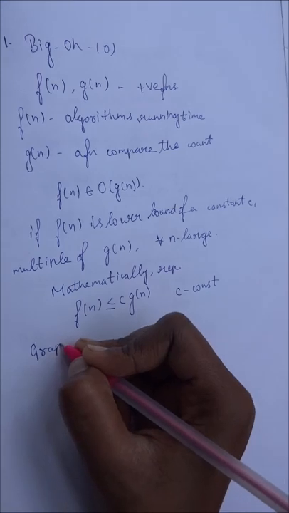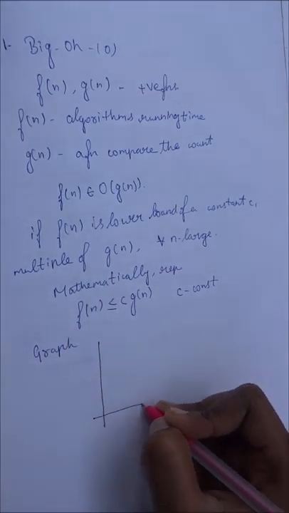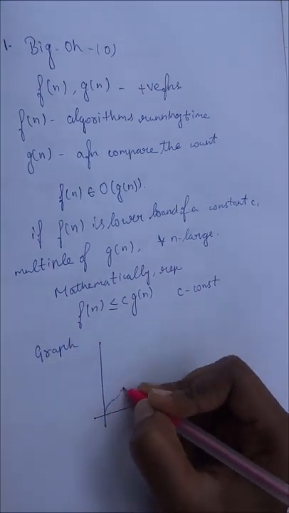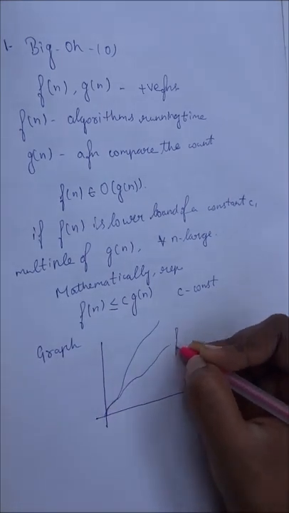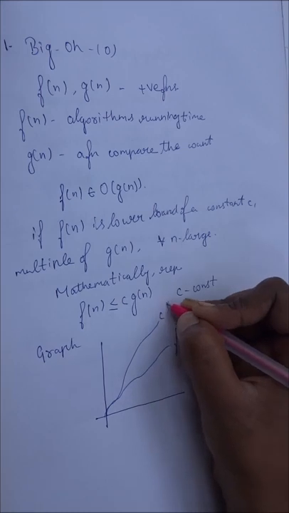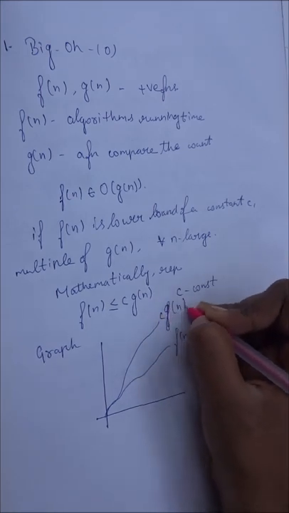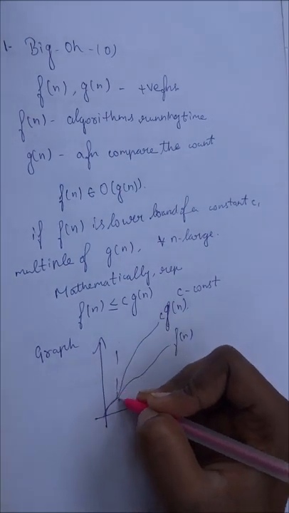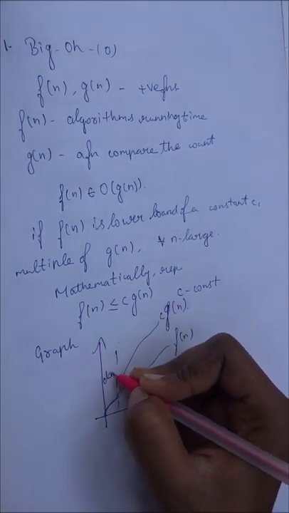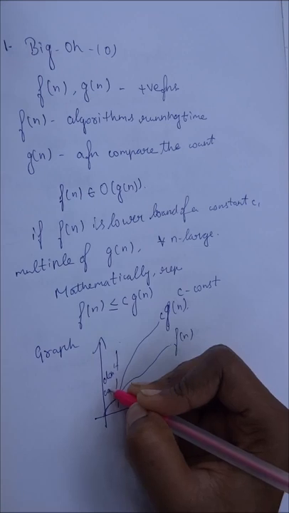With a graph, we represent this as f of n is below g of n. This is f of n and this is some constant multiple of g of n. And this is the don't-care part. We don't consider this.